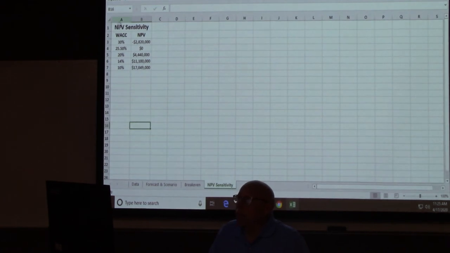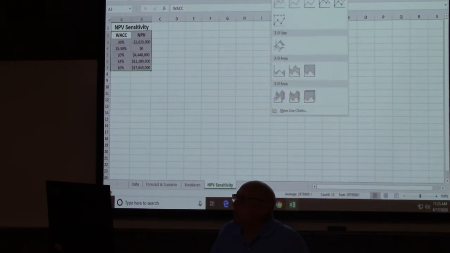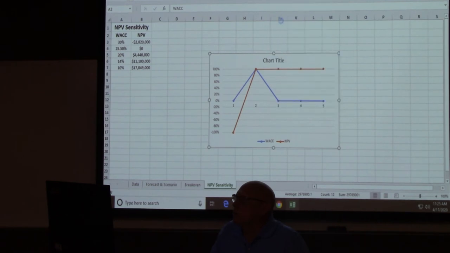All right. So we have our profile here. Let's go ahead and highlight that, then go to Insert, and let's do a line chart. Do a chart that way, and what we need to do is, well, actually, flip it.